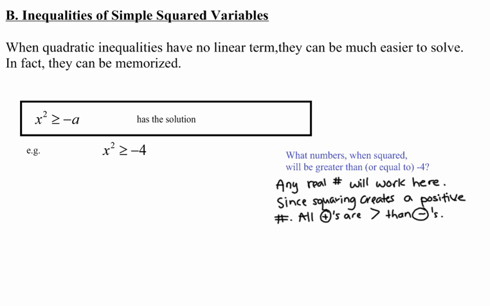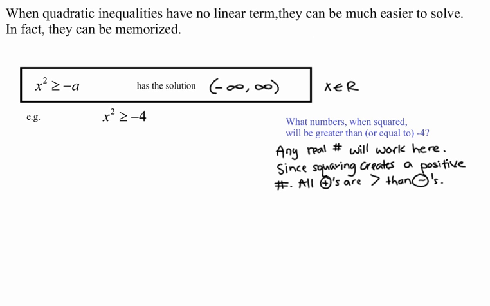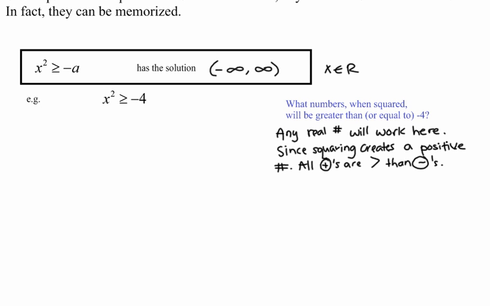So in this case, the solution is all real numbers, negative infinity to infinity, or you also know that as x in R. All real numbers. No matter when we square a number, it's always going to be greater than a negative. So let's look at the other side.